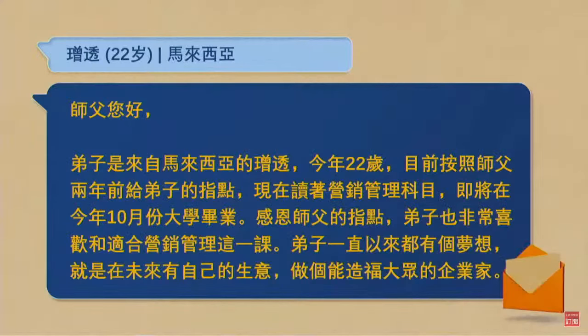So he said, I'm from Malaysia, I'm Seng To, I'm 22 years old. 2 years ago, Grandmaster, you actually guided me to do marketing or business administration, and I'm going to graduate this October. Thank you so much, Grandmaster, for your guidance. I really love and I think I'm very suitable for this business administration.